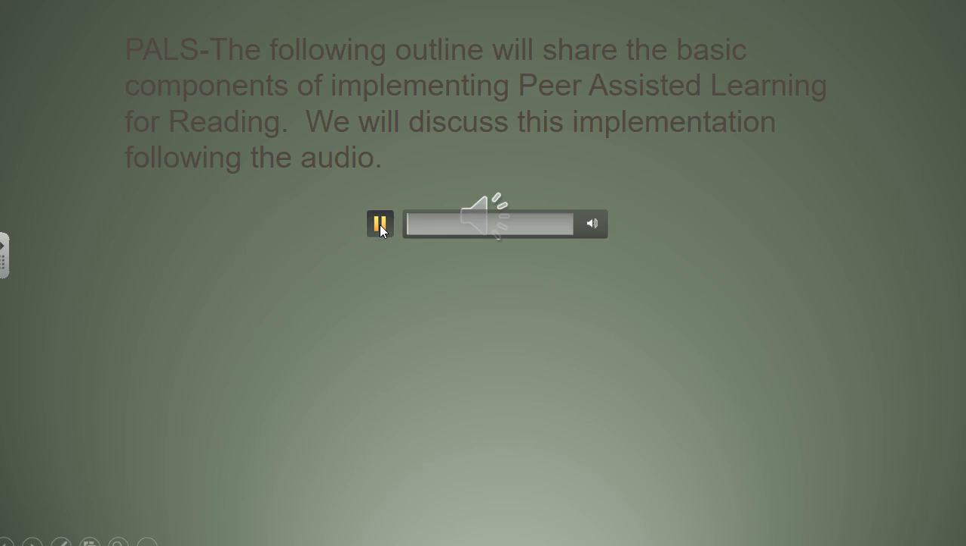To get PALS going, you have to really do three things. The first one is you have to really get a sense of what it actually is. So take a peek at this slide while I describe the activities. First of all, there's two students who are working together to read one text. And they alternate, assigned as partner A and partner B.